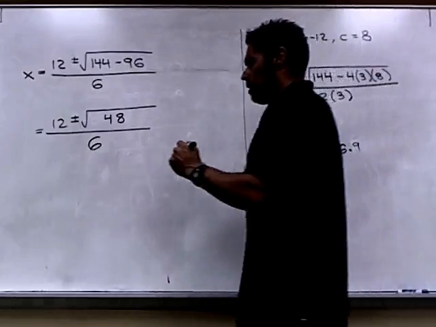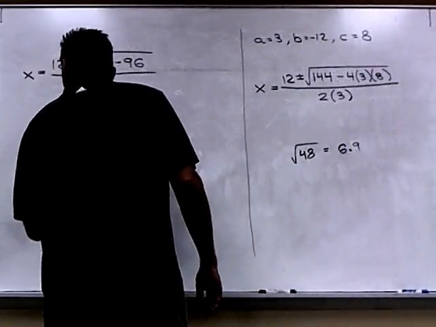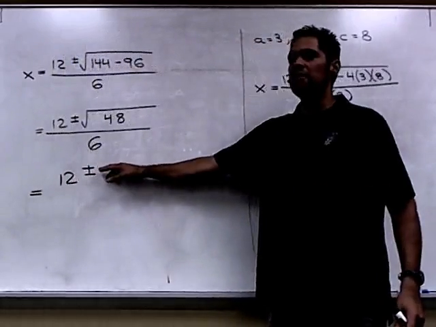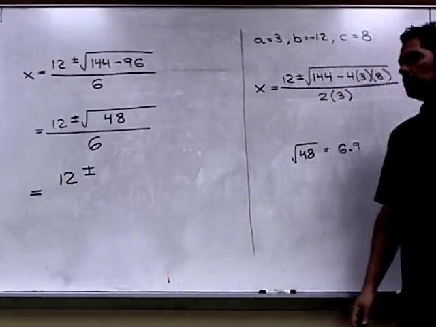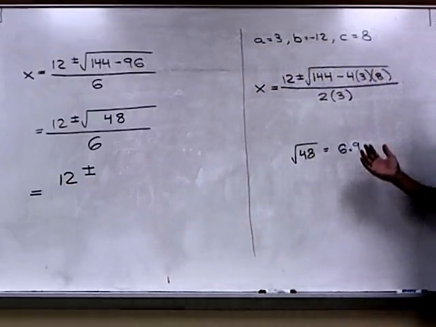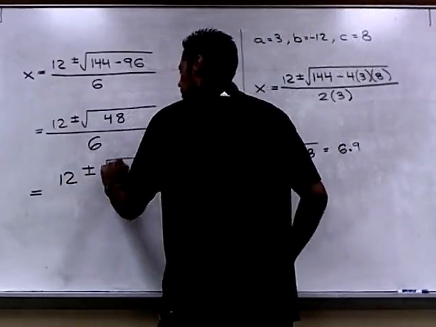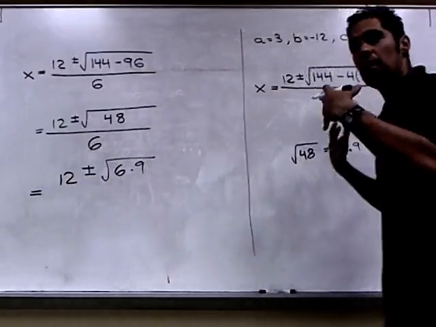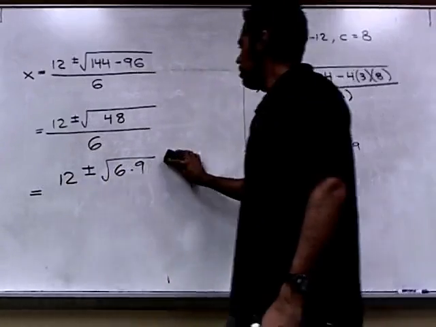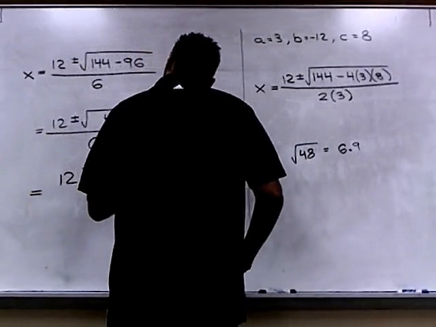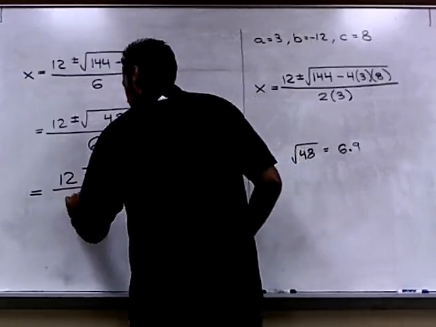Okay. Again, I see a lot of people make this mistake right here. It's 12 plus or minus what? 6.9, right? The square root is gone. I'll see people and they'll write the square root again. They'll put 6.9 here. That's incorrect, right? You already took the square root of 48. So the square root vanishes. And now we have over 6.